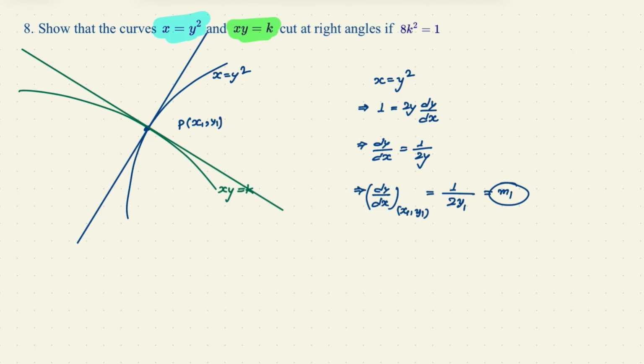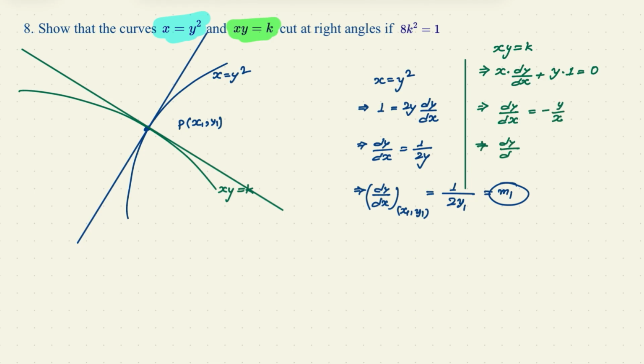Similarly, the second curve is xy equals k. So differentiating both sides with respect to x, here we will use the product rule. So it will be x into dy over dx plus y into 1 equals 0, since k is constant. So from here I got the value of dy over dx equals minus y by x. At x1 comma y1 it will be equal to minus y1 by x1, and let us call it m2.